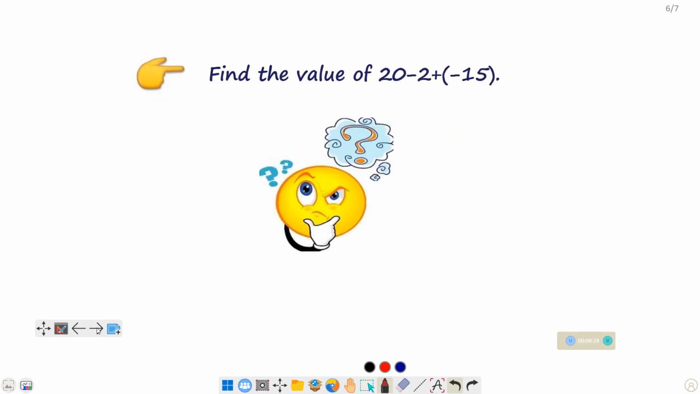Now here is a question for you. Find the value of 20 minus 2 plus negative 15.